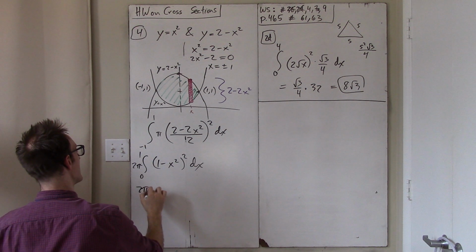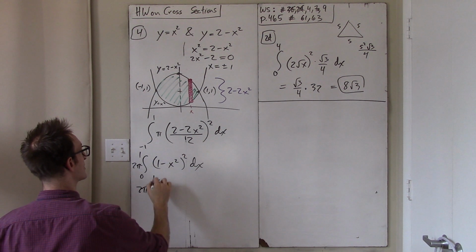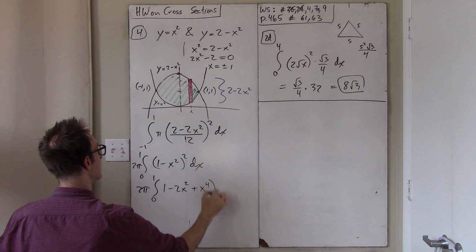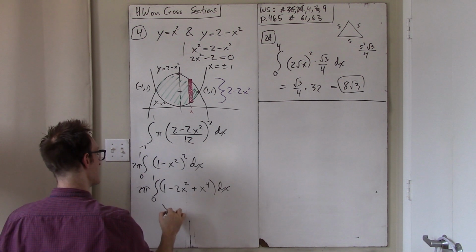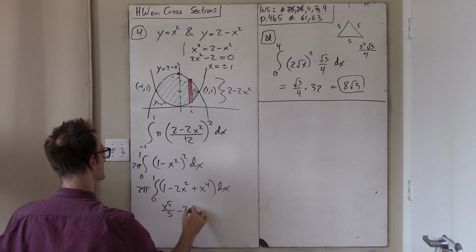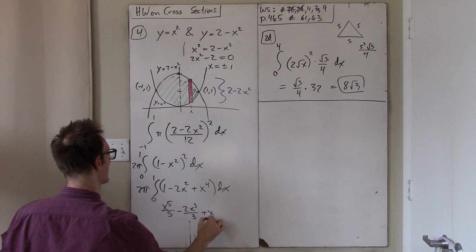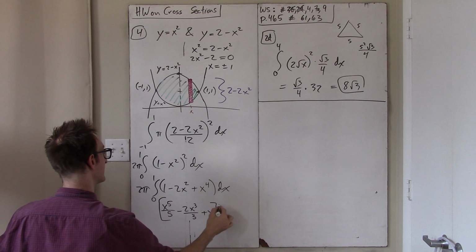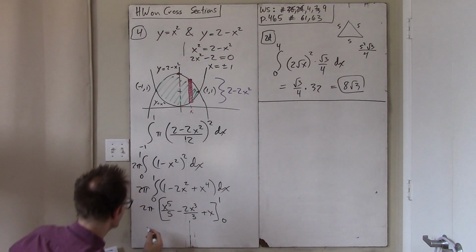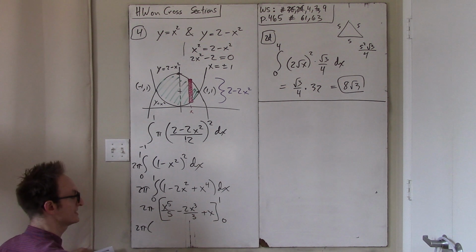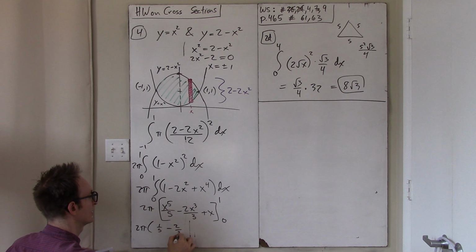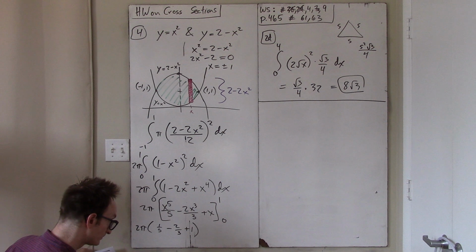So that's 2 pi, 0 to 1, 1 minus 2x squared plus x to the 4th. And that's x to the 5th over 5 minus 2x cubed over 3 plus x. And that's all happening at 1 and 0 with a 2 pi on the outside. So what's this? Oh man, might have run out of space here. Let's see. 1/5 minus 2/3 plus 1.